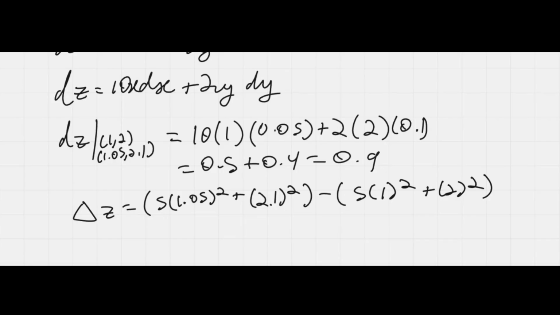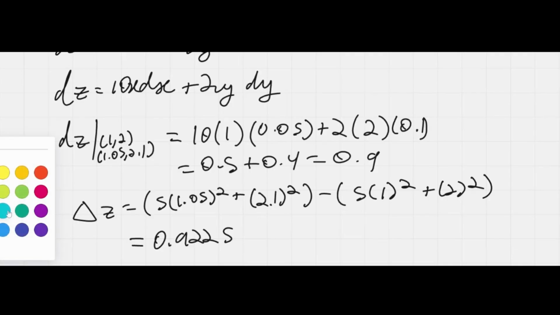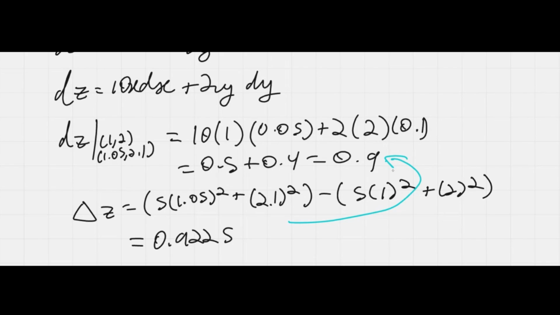We're actually going to have to compute this using a calculator, because I don't know what 1.05 squared is off the top of my head. Using a calculator, we can say that the value of this is just about 0.9225. Now we can compare these two values, and that is essentially what the question is asking us to do. We're going to take this value of dz and compare it to delta z.